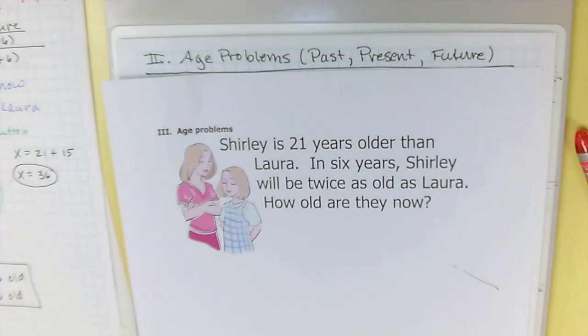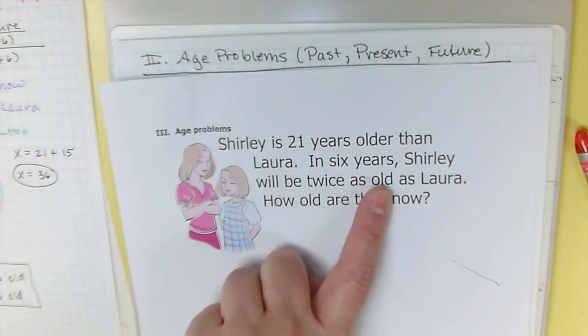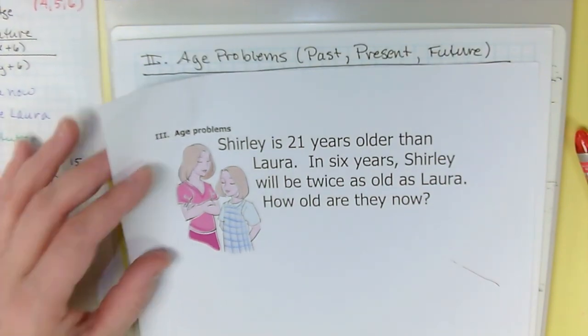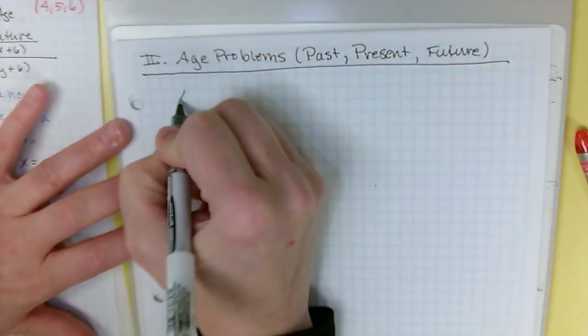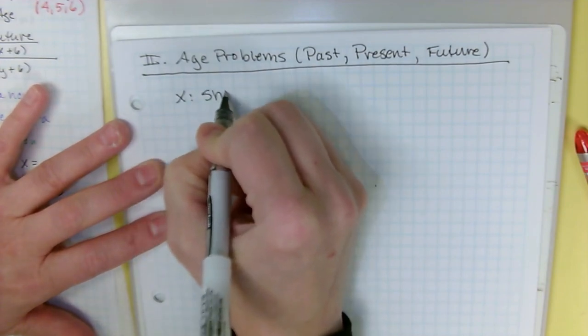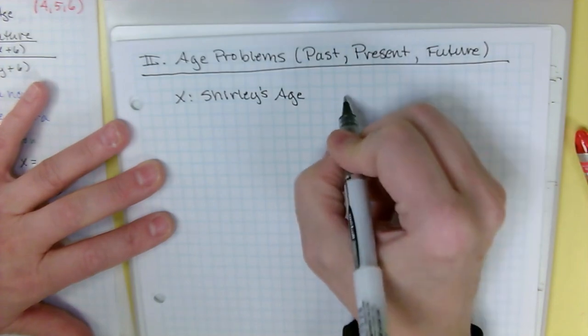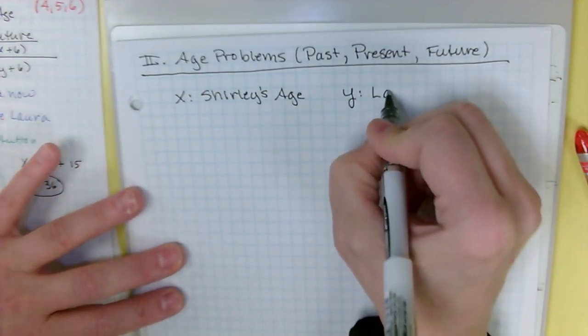Shirley is 21 years older than Laura. In 6 years, Shirley will be twice as old as Laura. How old are they now? You can tell this is a past, present, future because we're talking about in 6 years versus right now. So we want to know how old they both are. So let's make X Shirley's age. And we'll make Y Laura's age.